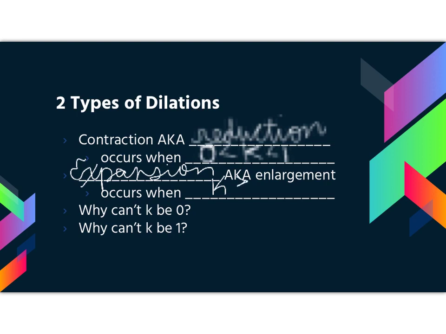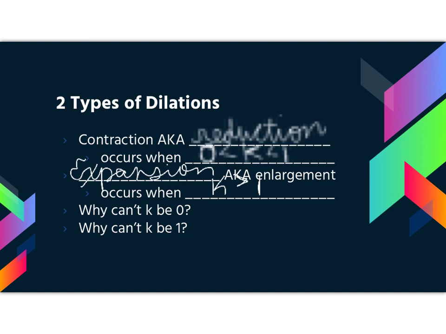So if you think about that, a contraction or a reduction means that your figure is getting smaller, and that should make sense to you because you're multiplying by a number that's between 0 and 1. And if you want to make a figure bigger, you should multiply it by a scale factor greater than 1. So we just need to understand why k can't be 0 and why k can't be 1.